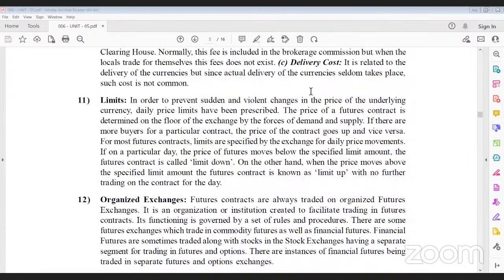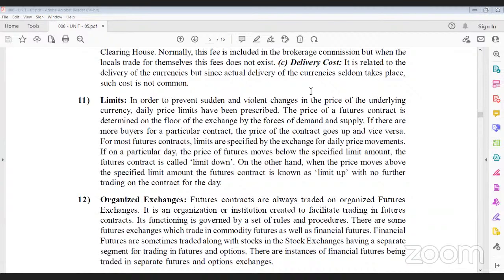Then we have limits. In order to prevent sudden and violent changes in the price of the underlying currency, there is a prescribed limit, and this is determined on the floor of the exchange by the forces of demand and supply. When the price moves above the specified limit amount, the futures contract is known as limit up, with no further trading on the contract for the day.